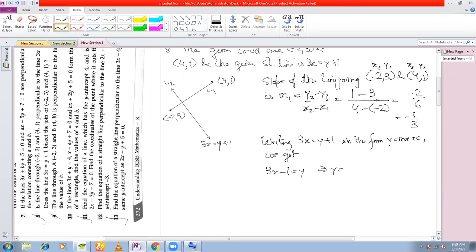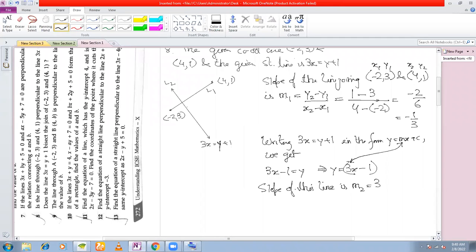That means y is equal to 3x minus 1, isn't it? Now, if you compare this with y is equal to mx plus c, what is the slope here? 3, isn't it? So the slope of this line is m2 is equal to 3, right?